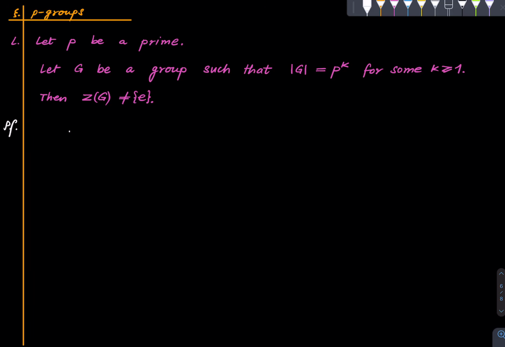So by the class equation, we have the cardinality of G is equal to the cardinality of the center plus the summation, i equal to 1 to S. I'm just borrowing notation from the previous slide. The index of the centralizer of xi, where xi is a representative of a conjugacy class of size greater than 1. Okay, so what about this quantity?